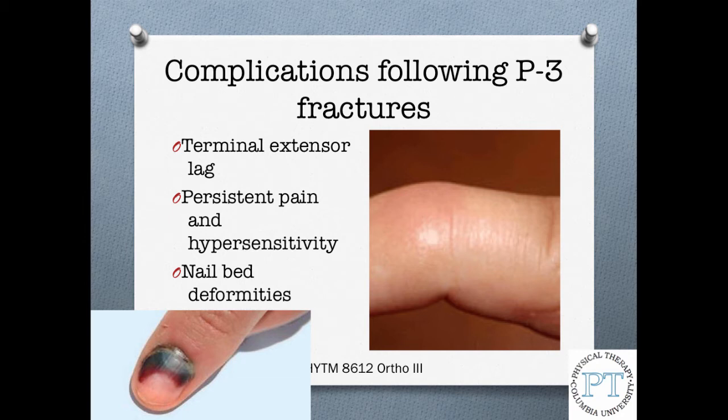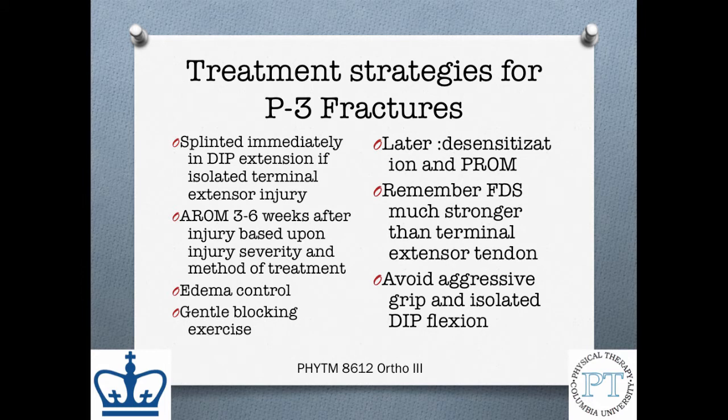What are some of the complications of P3 fractures? Could be terminal extensor lag, meaning that the fracture led to an avulsion of the extensor tendon that was missed, and then we end up with a terminal extensor lag. There could be some persistent pain and hypersensitivity or deformities to the nail bed.